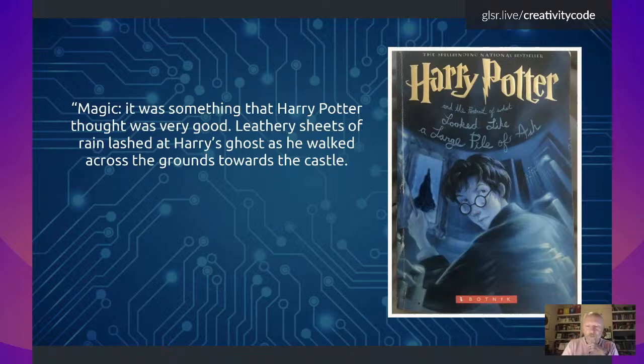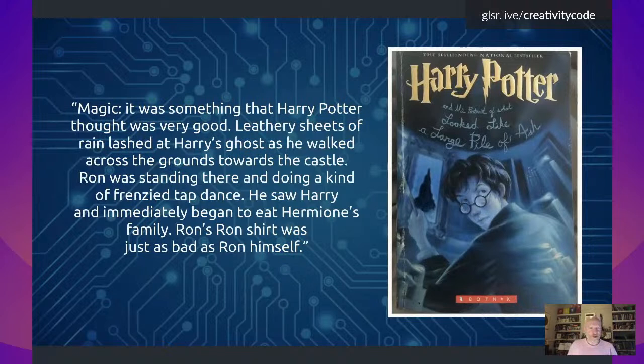"Ron was standing there and doing a kind of frenzied tap dance. He saw Harry and immediately began to eat Hermione's family. Ron's shirt was just as bad as Ron himself." So I think J.K. Rowling doesn't have too much to worry about yet from the way that AI may be able to take on her job.